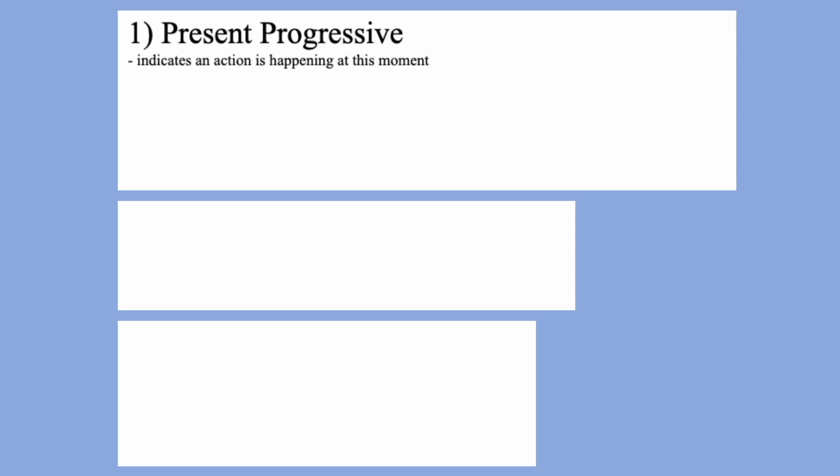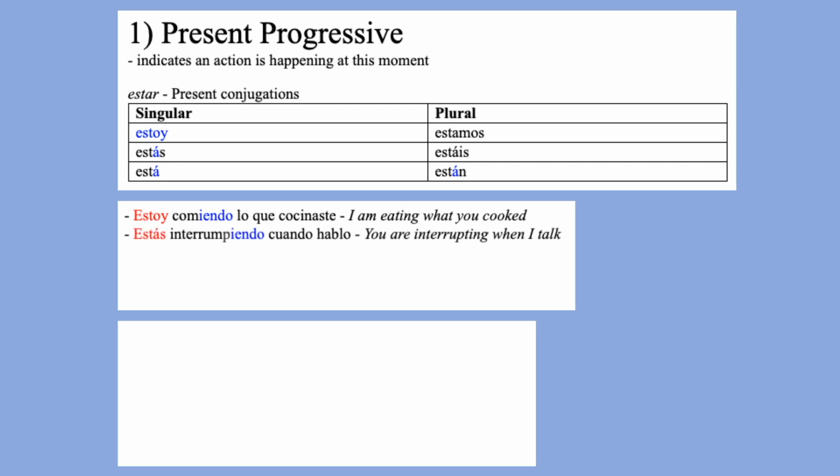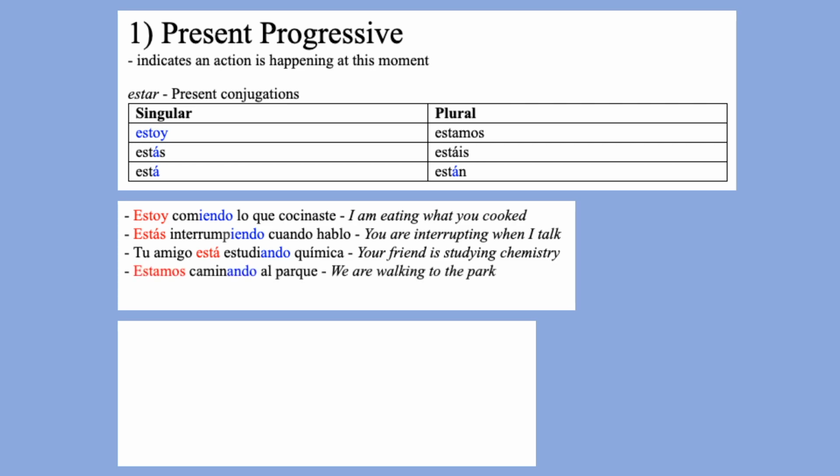The present progressive indicates an action is happening at the moment. Estoy comiendo lo que cocinaste. Estás interrumpiendo cuando hablo. Tu amigo está estudiando química. Estamos caminando al parque. Tus estudiantes están escribiendo bien.